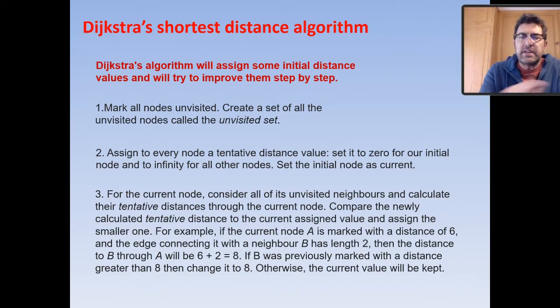I repeat it. Here it says compare the newly calculated tentative distance to the current assigned value and assign the smaller one. For example, if a node A is marked with a distance of 6 and the edge connecting it to its neighbor B has a length of 2, then the distance to B through A will be the sum of those two, which is 8. If B was previously marked with a distance, let's say 11, then we will discount that distance, cross it out, and we will record the 8 because that is the shortest path. Otherwise, we will keep the previous value if the distance that we now have is more.